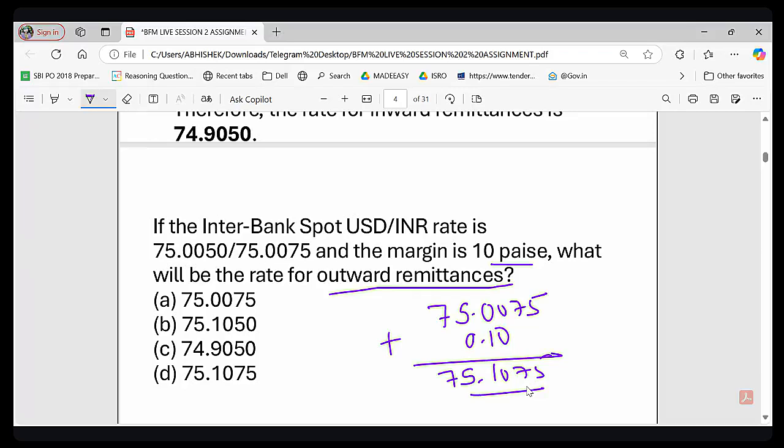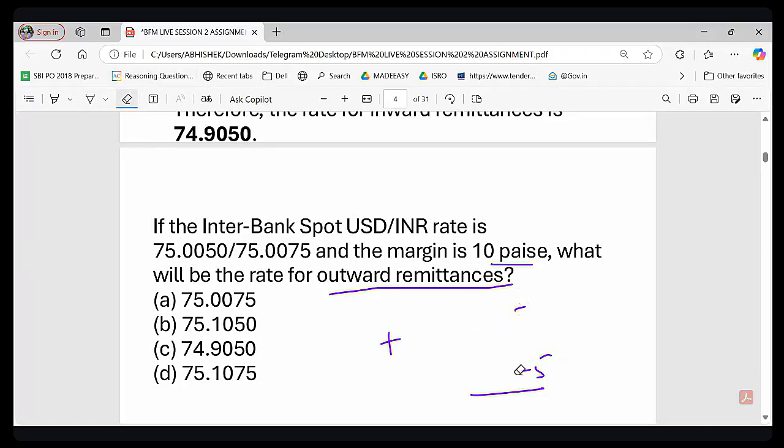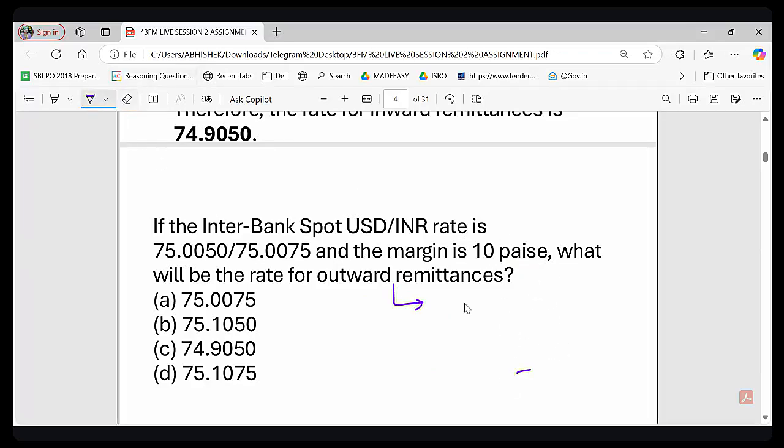So let's recap why we added the margin. Here the keyword, as you can see, is the outward remittance. Outward remittance means the bank is selling the foreign currency. Banks sell at a slightly higher rate. If you were in the place of the bank, you would also sell at the higher rate. So banks sell at a slightly higher rate to account for their margin. That is why we added 10 paisa here, and this gives us option number D as the correct answer.